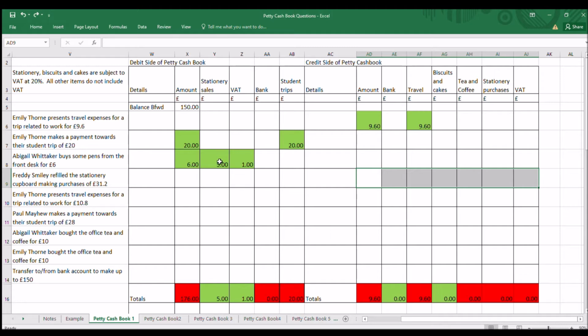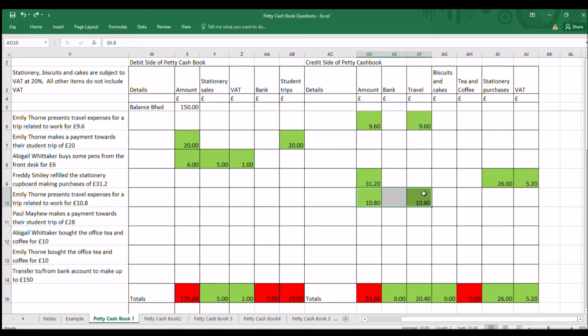It's going to be credit stationery sales, credit VAT, debit petty cash. Then you've got Fred Smiley, and he's refilled the stationery cupboard, so he's made some purchases of stationery. So that is credit the petty cash, debit stationery purchase, and also debit VAT. Emily One's presented some travel expenses, so that's expenses, travel, and that's not subject to VAT in this question. It might be in real life, or in another question, but not in this one. So that one goes there.